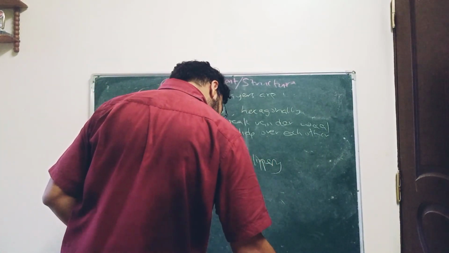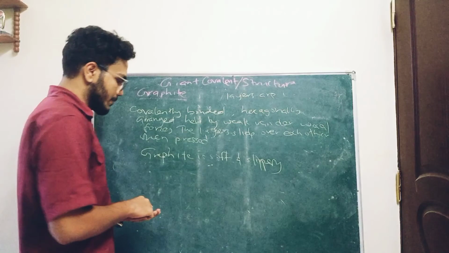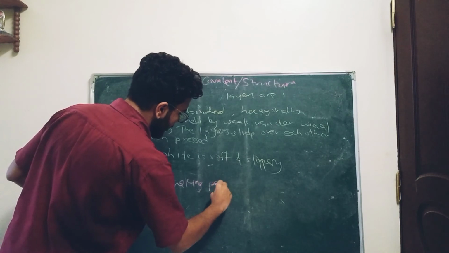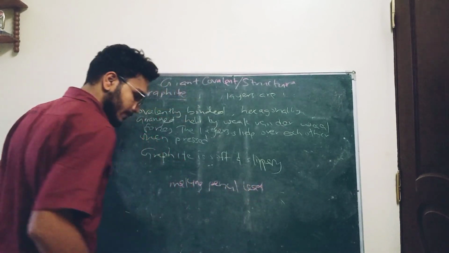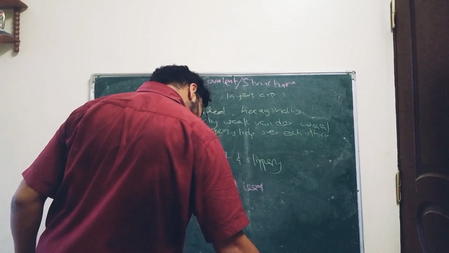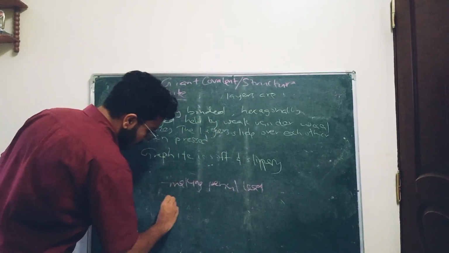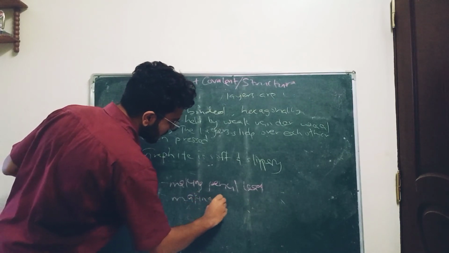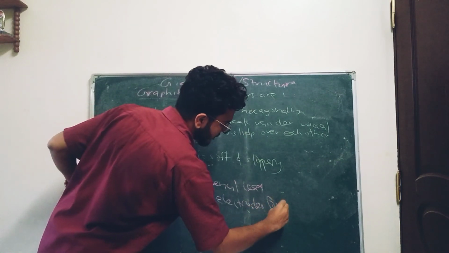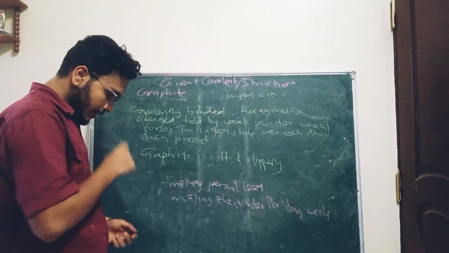Uses of graphite: making pencil lead when mixed with clay because it is slippery. And secondly, it is used in making electrodes for dry cells because it is a good conductor of electricity.